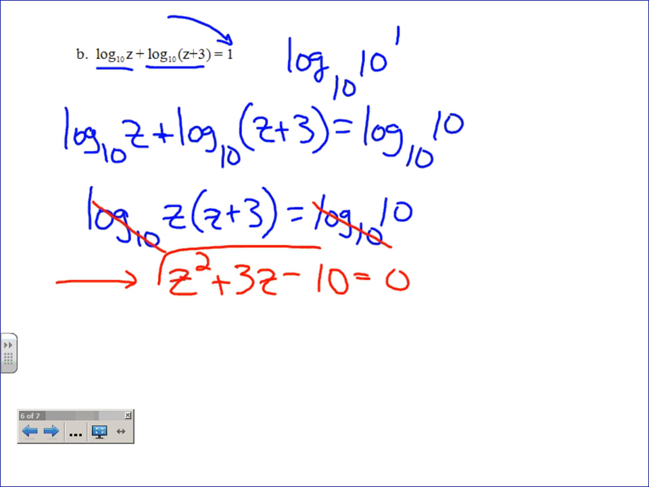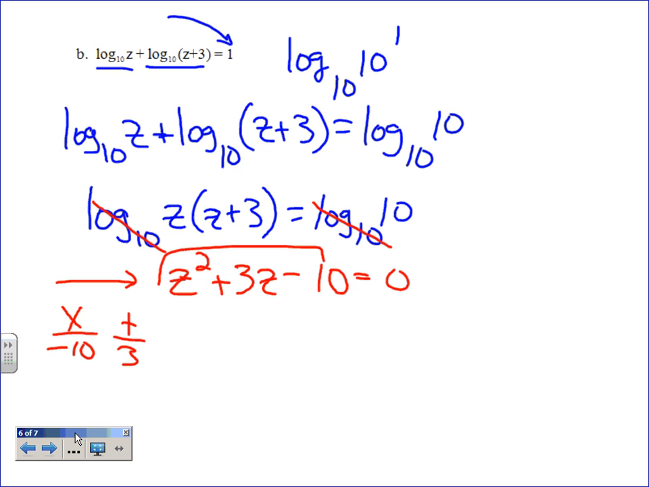So it has to multiply to be negative 10, add to be 3. I always just take a look at key number because it goes pretty quick. What'd you say? Negative 2 and 5, you say? Yep, that works. And I'm going to go the kind of long method again.